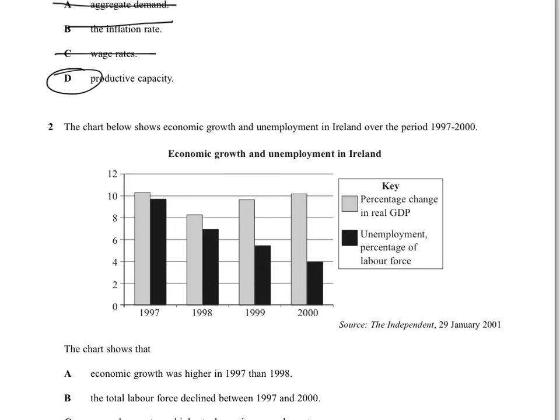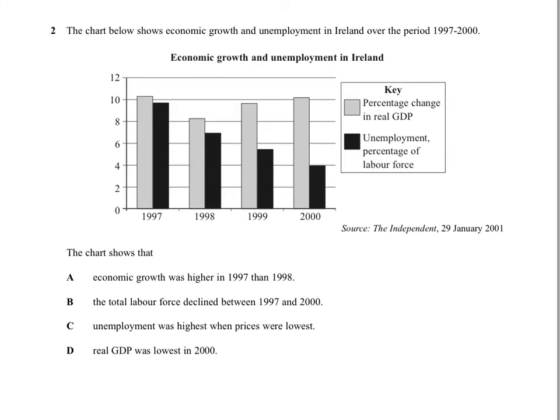Not that quickly. Oh, it's another chart. But remember, we love charts, because everyone else in the country looks at a chart and they feel sad. Not us. We look at it and we think, yes, we've practiced these, we've got them. It's just that when you first look at them, you think, I don't know what's going on. Right, here we go. It shows economic growth and unemployment in Ireland between 1997 and 2000. So the lighter one is GDP, the other one's unemployment. The chart shows economic growth was higher in 1997 than 1998. This is the right answer because I looked at the mark scheme and that's what it told me. So let's work out why it's the right answer.